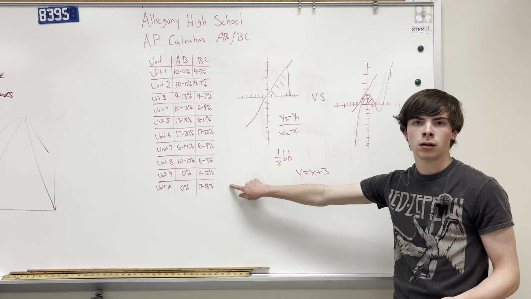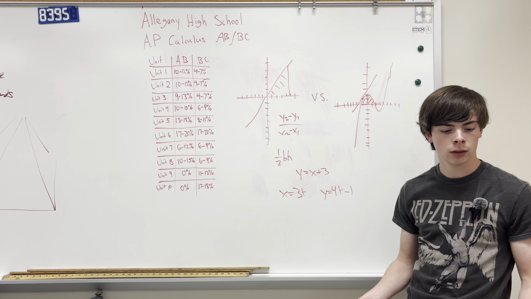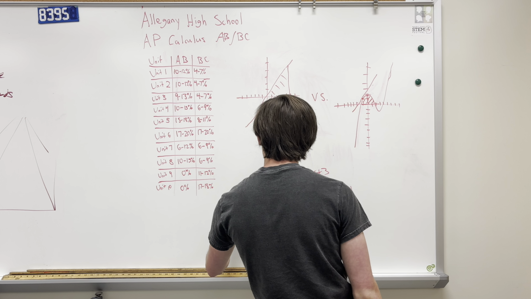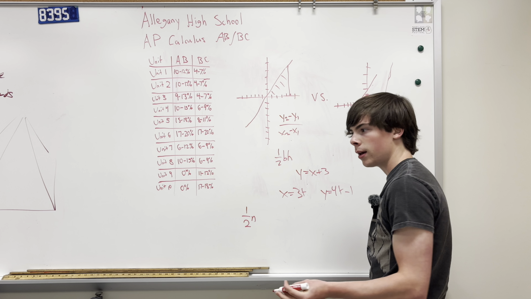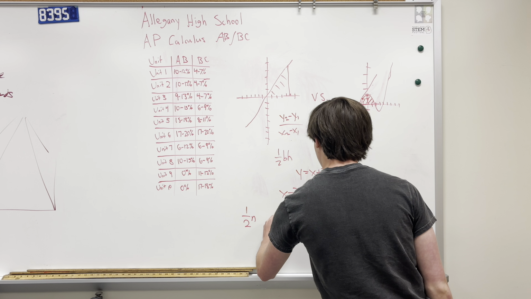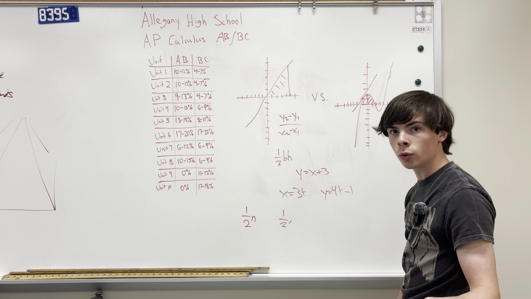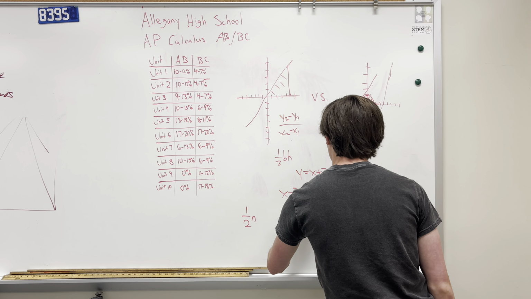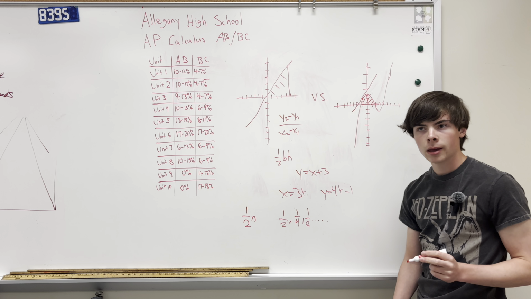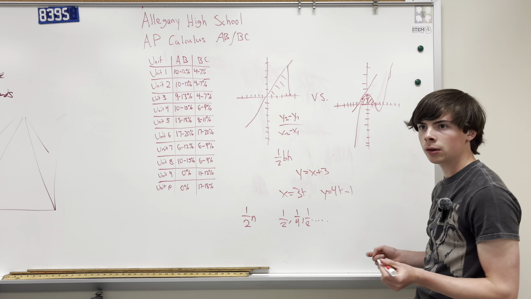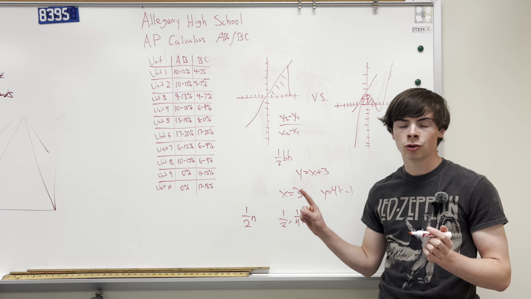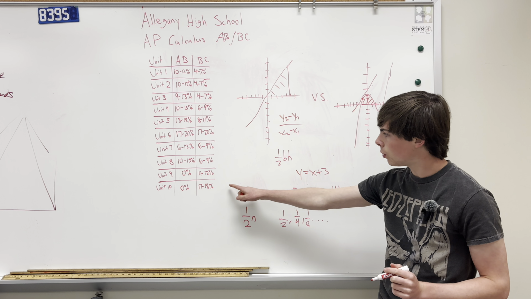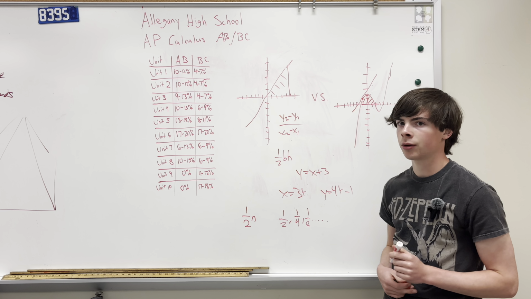And then Unit 10, we focus on infinite series. So a series, let's say we have the series 1/2^n. n equals 1, you get 1/2. n equals 2, 1/4, and then 1/8, and then you repeat that. If you add up all these values up to infinity, it doesn't actually equal infinity. It converges to a value. And that's what we'll learn in Unit 10 of AP Calculus.